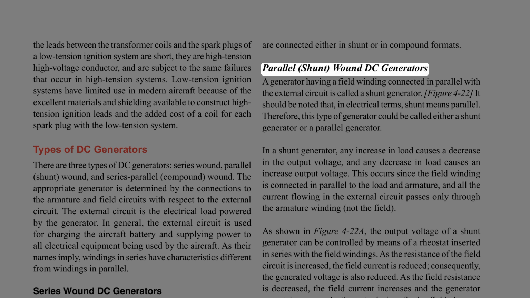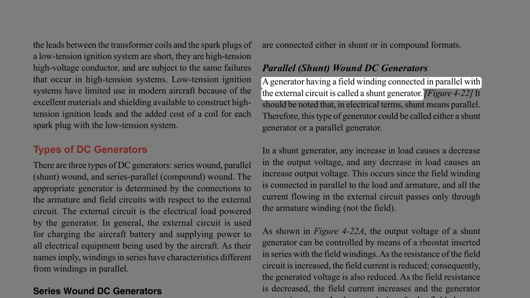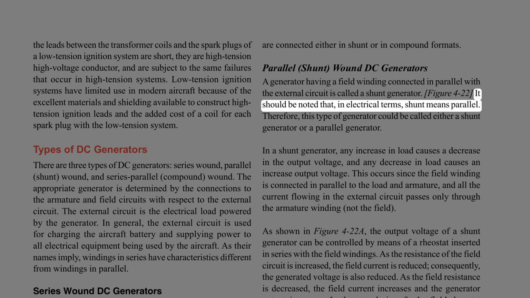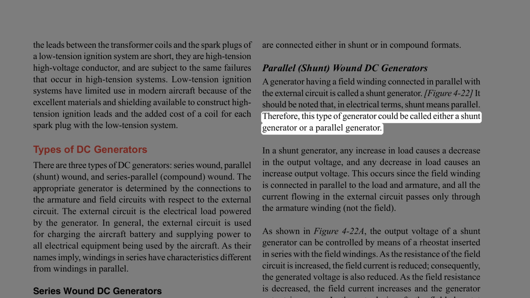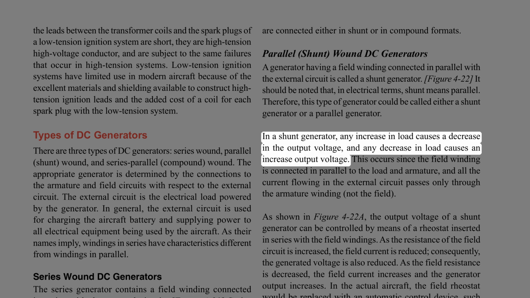Parallel, shunt, wound DC generators. A generator having a field winding connected in parallel with the external circuit is called a shunt generator. It should be noted that, in electrical terms, shunt means parallel. Therefore, this type of generator could be called either a shunt generator or a parallel generator. In a shunt generator, any increase in load causes a decrease in the output voltage, and any decrease in load causes an increase in output voltage.